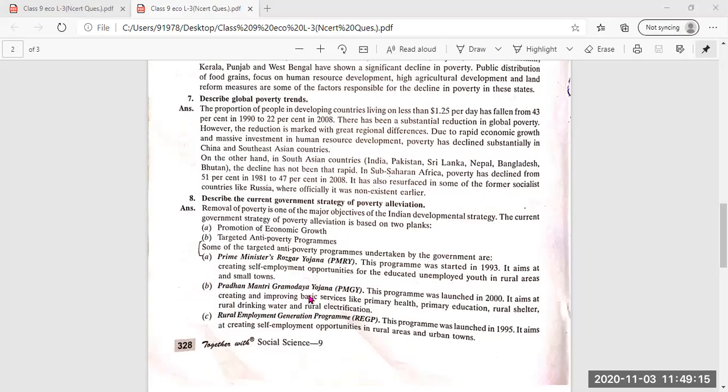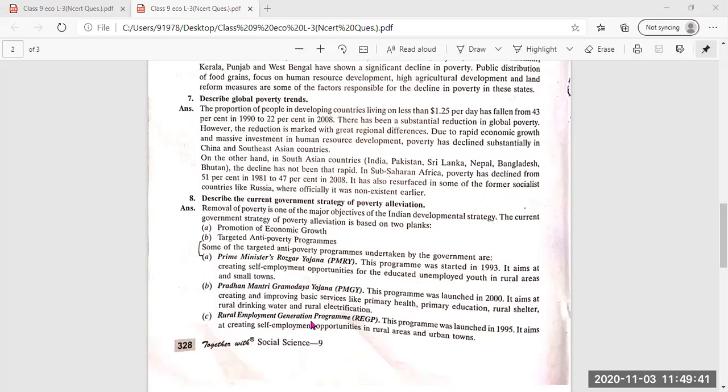Next, Pradhan Mantri Gramoday Yojana. This program was launched in 2000, and the aim was creating and improving basic services like primary health, primary education, shelter, drinking water, rural electrification. These basic services should be provided, and that is why this program was started.